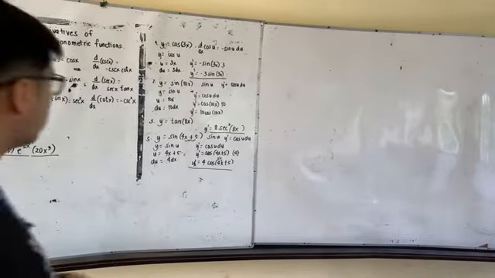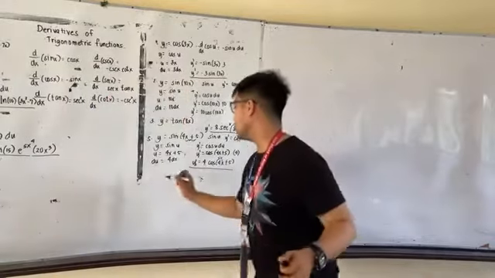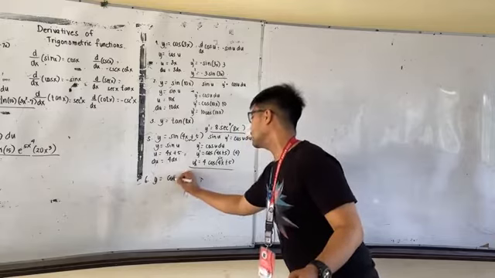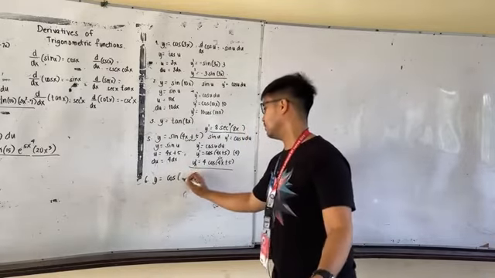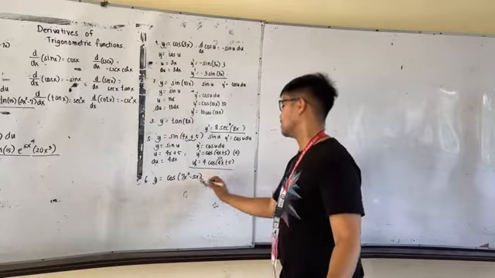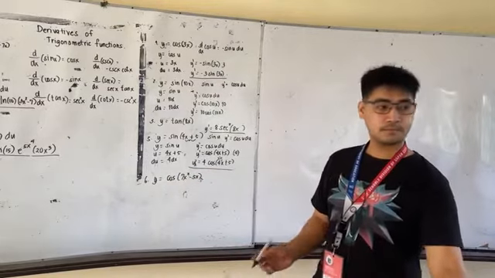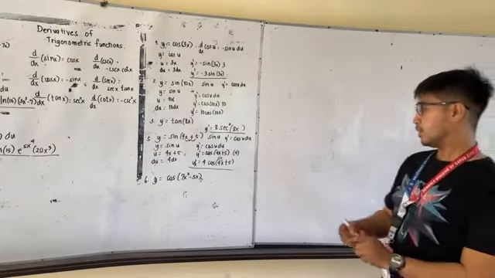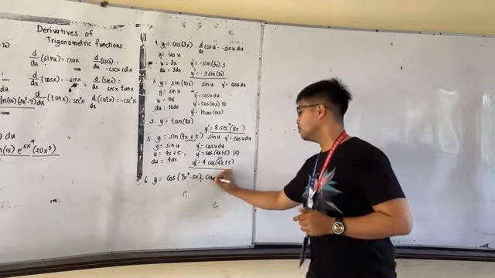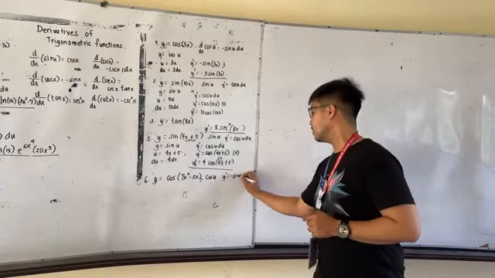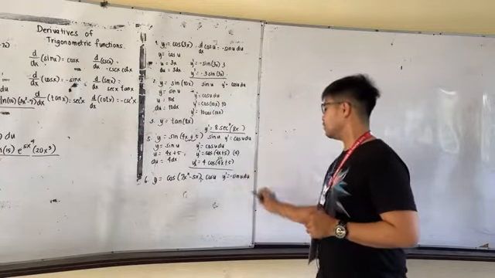Okay, let's have another for this one. So what if you're now given y is equal to cosine of 7x squared minus 5x. It takes the form of cosine u. Therefore, what is the derivative of cosine u? That is negative sine u du.